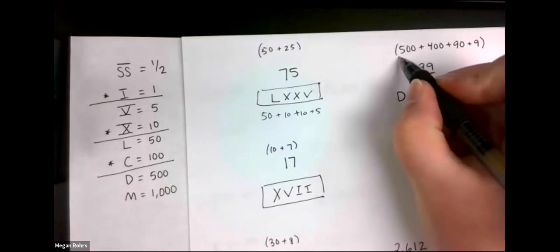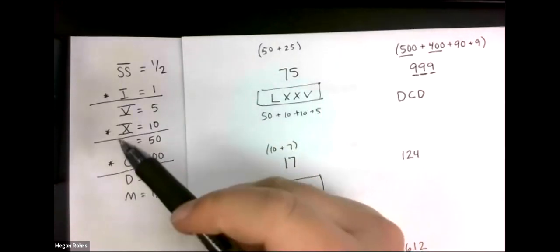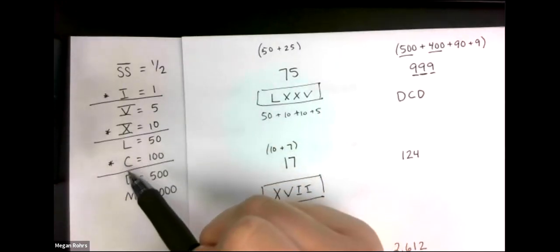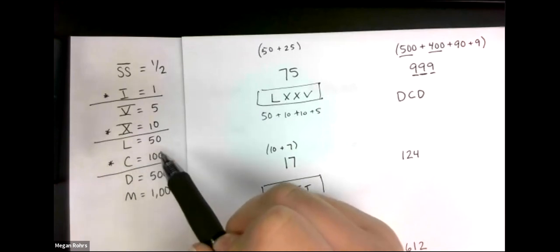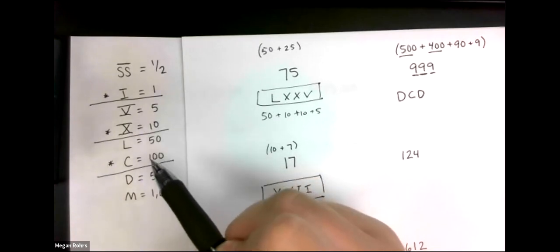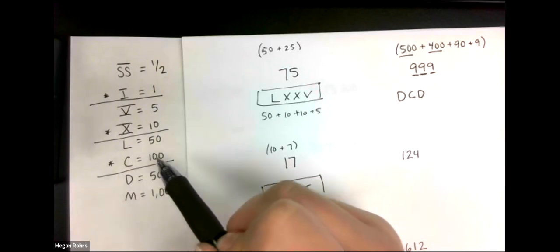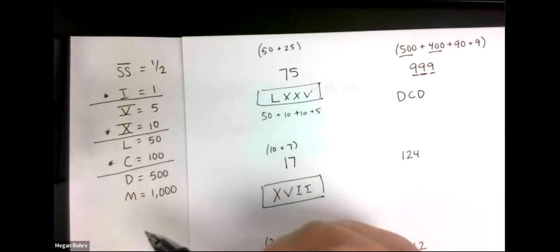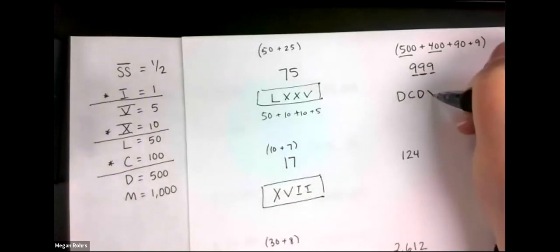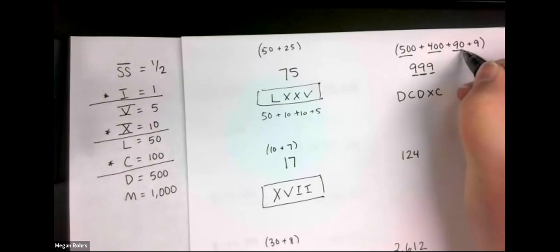Okay, so we've got 500 plus 400. Now we need to write out 90. So once again, look at our list. 100 is the closest here. And we can put an X in front of a C because our rule tells us that X can go before L or C. So if we put an X before a C, that would be 100 minus 10, which would give us 90. So XC would give us 90.